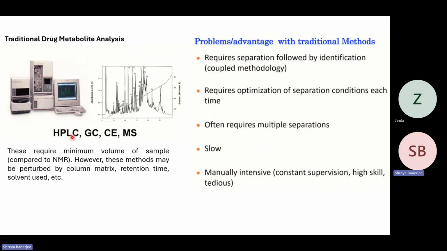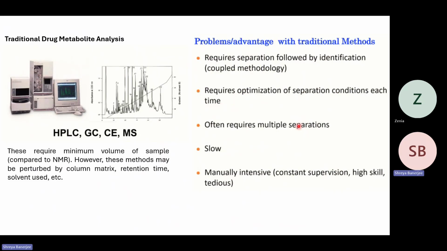So in HPLC, first, you have to separately collect each peak, and then using mass spectroscopy or other method, the peaks can be identified. So two experiments will have to be coupled. Then the separation conditions have to be optimized for each compound or drug.